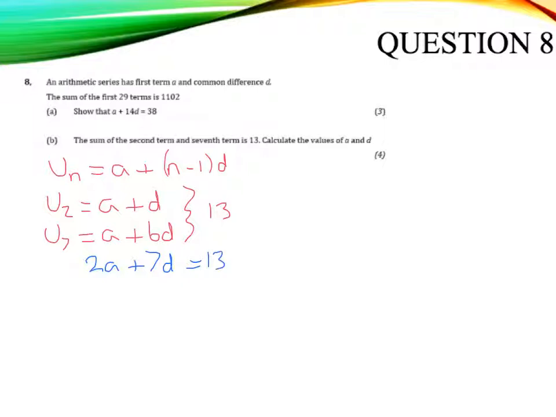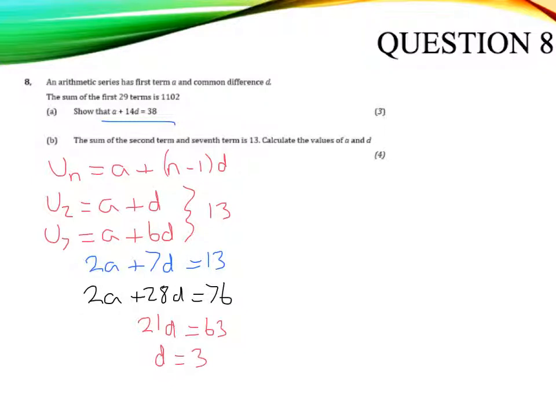Okay, so what I know is if I add these two things, I'll end up with 2a plus 7d is equal to 13. Now, at this point I can't solve it because I've got two unknowns. But remember from part A, we also know that a plus 14d is 38, or in fact, we'd previously worked out that 2a plus 28d was 76. So we've got a pair of simultaneous equations. I can take the top one from the bottom one, which is going to give me 21d equals 63. So d is going to be 3. So I've got a common difference of 3.